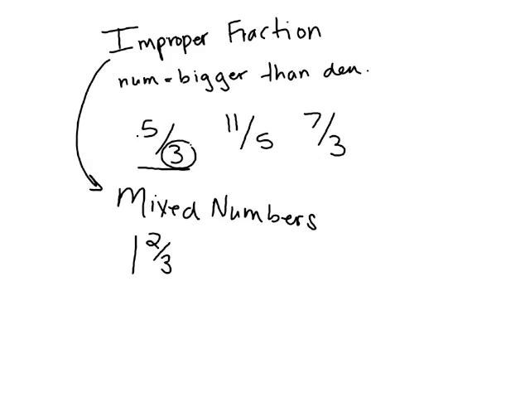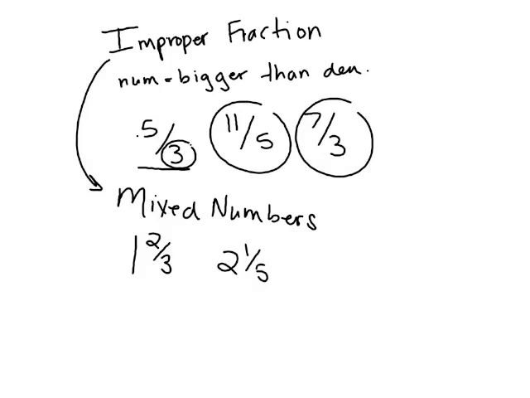Okay, how about 11/5? I have 2 sets of fifths, which takes me to 10/5, and then I have 1 extra. So 2 and 1/5. How about 7/3? 2 and 1/3. So I will need to be able to convert from mixed numbers to improper fractions and from improper fractions to mixed numbers, depending on what else I'm doing with my fractions.